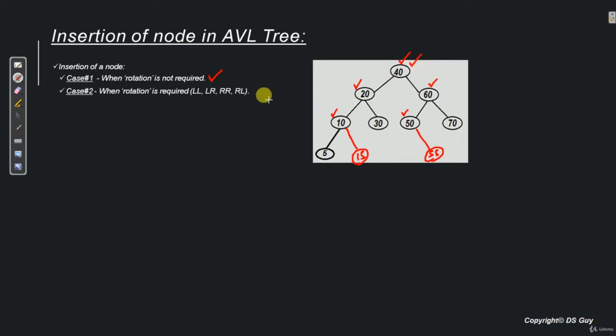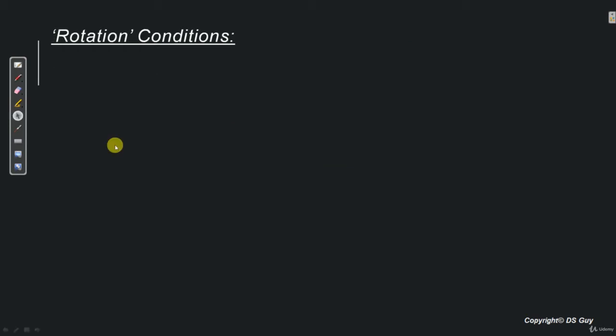Now we'll move to case 2, which is the heart of AVL tree, that is when the rotation is required. What do we mean by LL, LR, RR, RL? We'll see that as we progress with this video. So when we want to do a rotation, there can again be 4 conditions: LL, which stands for left-left condition, the second condition is left-right condition, then we have right-right condition, and finally right-left condition. Now let's learn all of these 4 conditions one by one.